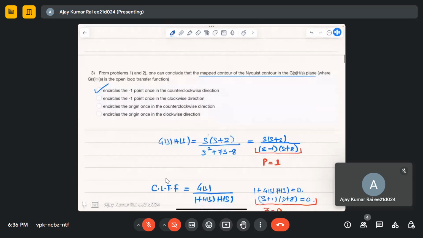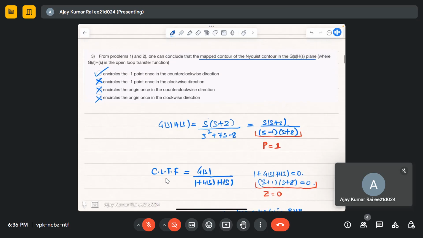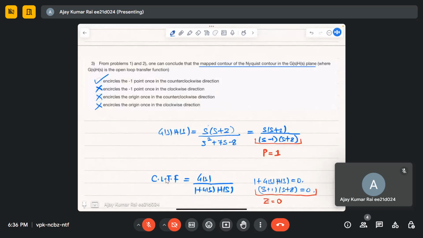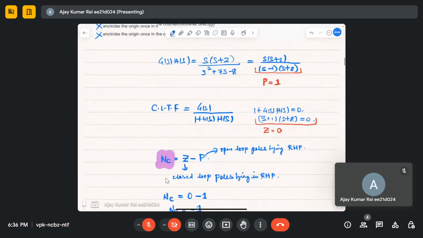Okay, so the first option is correct. The second option says it encircles the minus 1 point once in the clockwise direction. This is wrong. Encircles the origin, no. Because we are concerned about the minus 1 point, we are not concerned about the 1 plus G(s)H(s). Okay, so any doubt in this case?